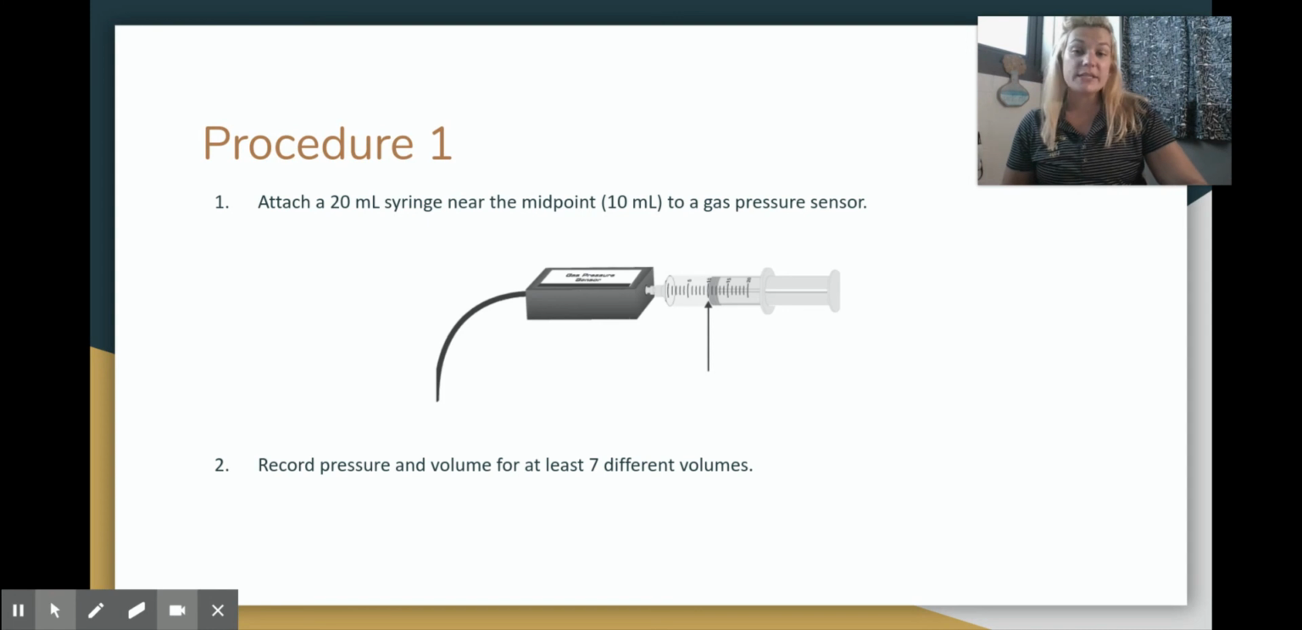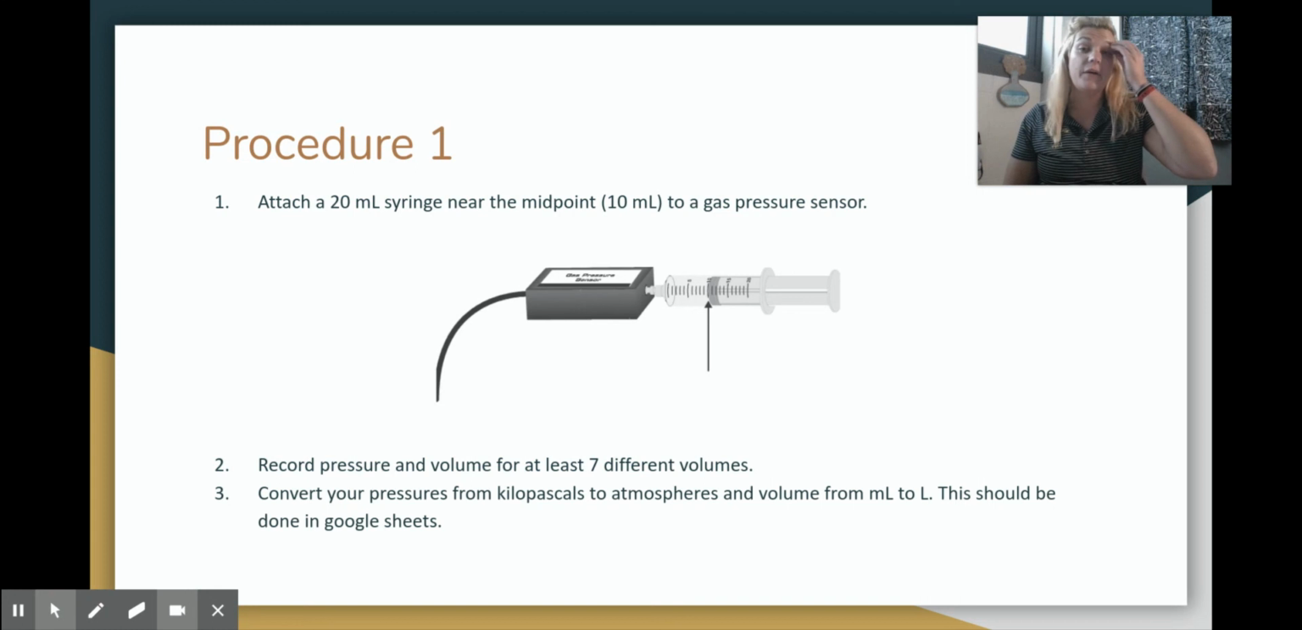And then we're going to record the pressure and volume for at least 7 different volumes. I'm not giving you which volumes you have to do, but when we actually get into the lab, we will collect 7 different volumes. And then, and I'm going to help you with this through a data analysis, we're going to convert the pressures from kilopascals to atmospheres and volume from milliliters to liters. We're going to do this in Google Sheets because it saves us a ton of time instead of converting each one individually with a calculator.